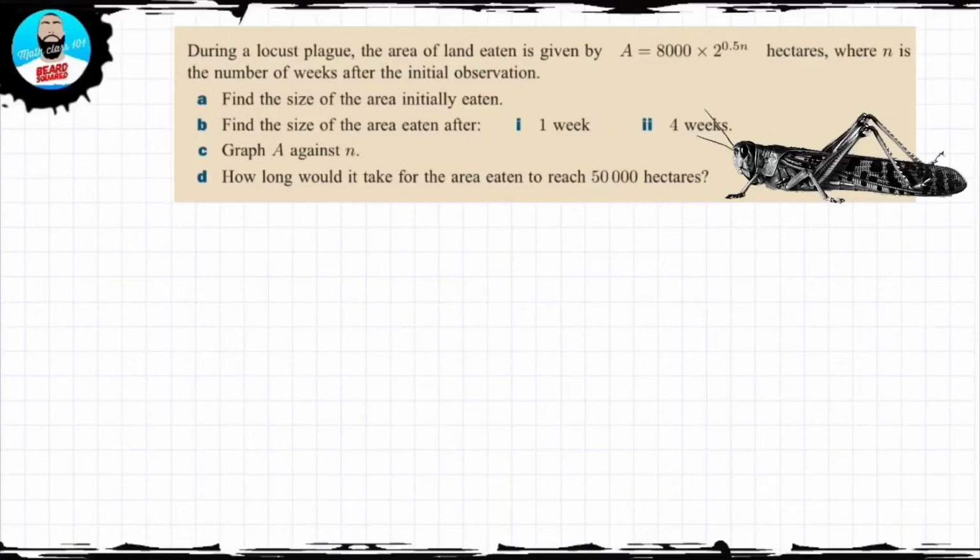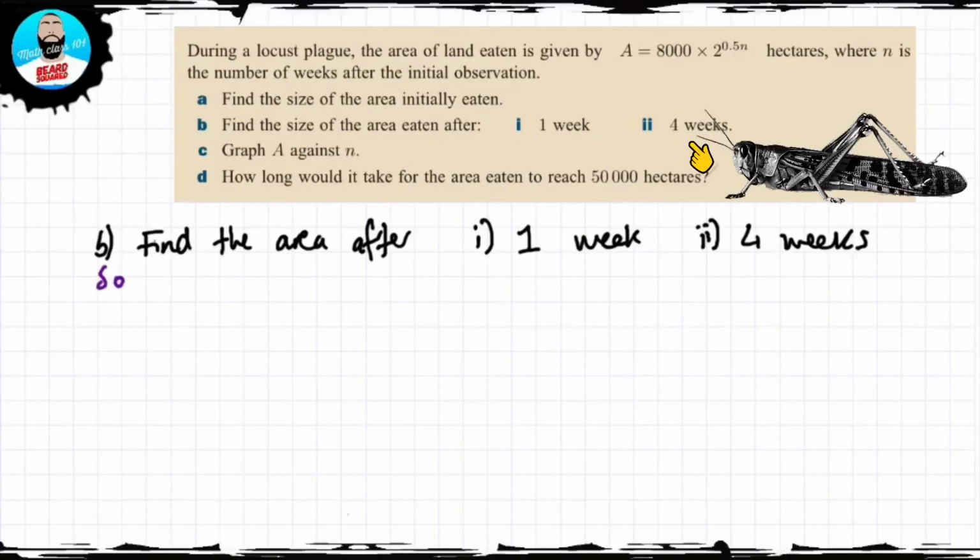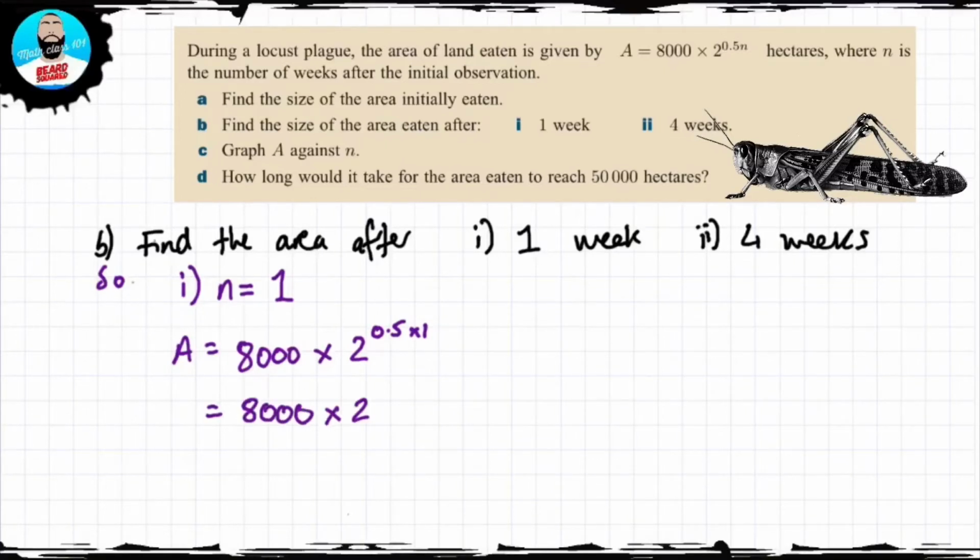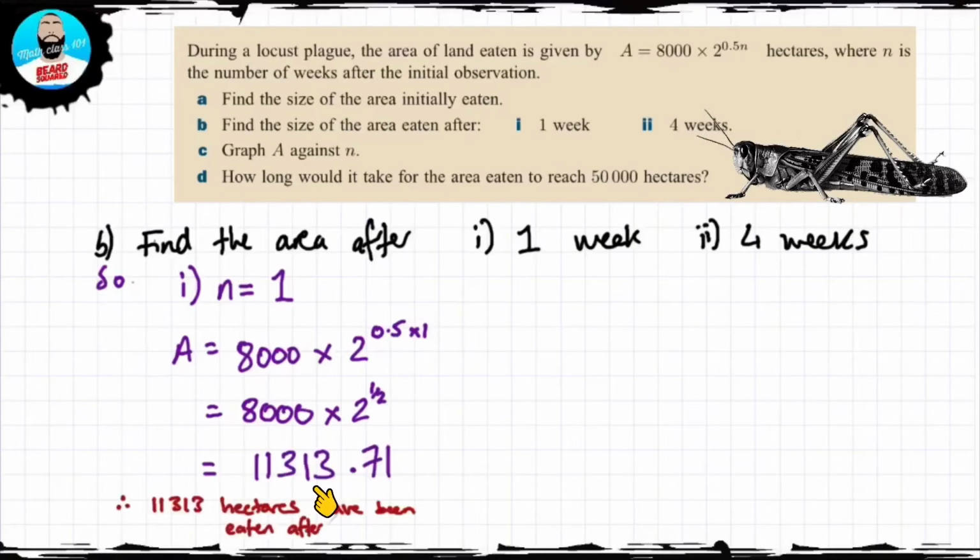If we go on to part B, it says find the size of the area eaten after 1 week and 4 weeks. So for the first one, n is equal to 1. We're going to substitute that into the function. A equals 8,000 times 2 to the power of 0.5 times 1. If you work that on your calculator, 11,313 hectares have been eaten after week 1.